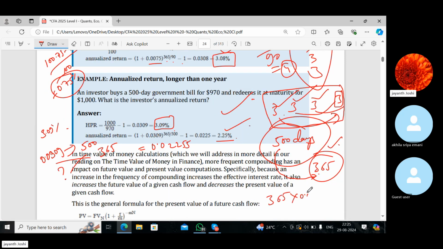I have just done the cross multiplication: 365 into 0.0309, whole divided by 500. I got this. Now that into 100 will give me 2.25%. So you can do it this way also.